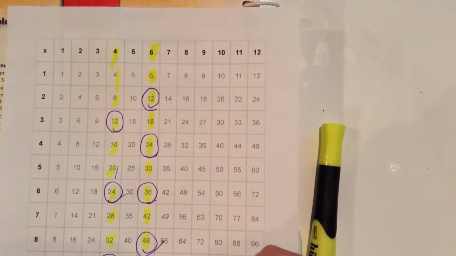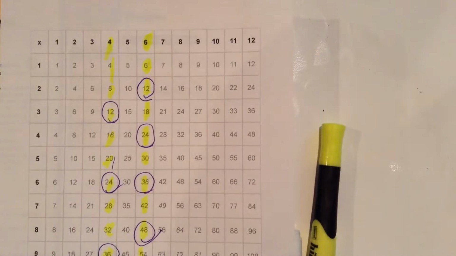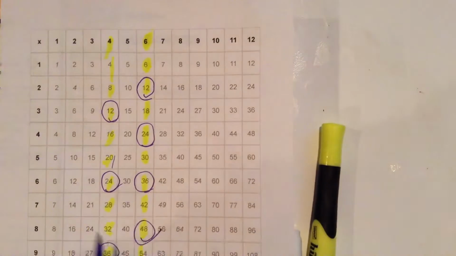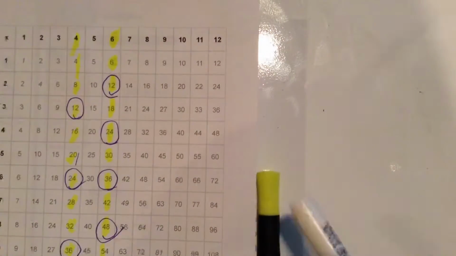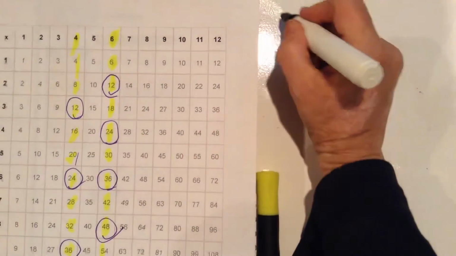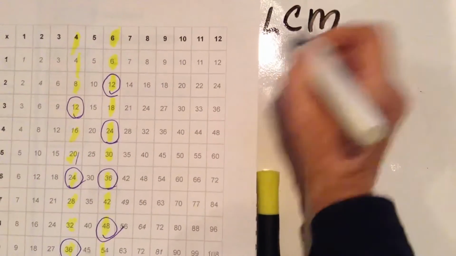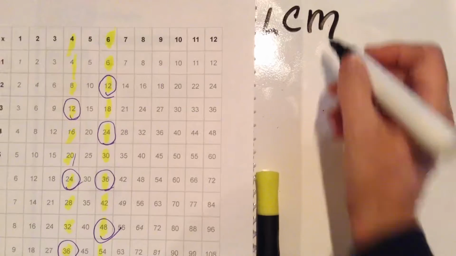Okay? Now, with factors, we always found the greatest common factor. With multiples, I'm going to show you why later, we look for the least common multiple, or we call it the LCM, least common multiple. Okay?